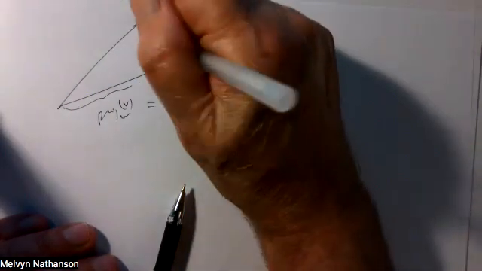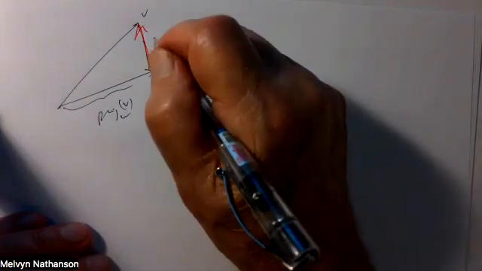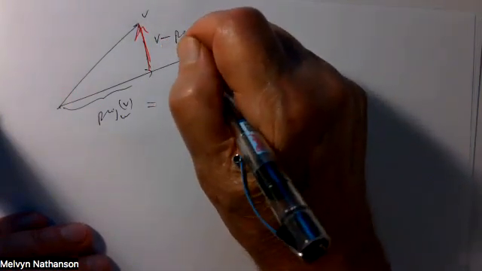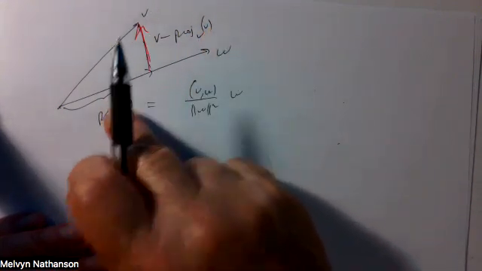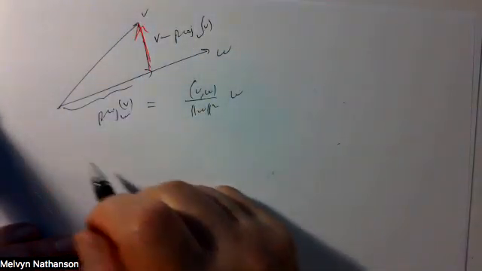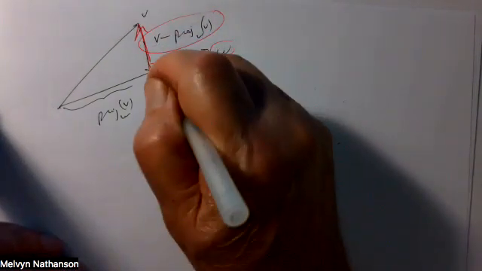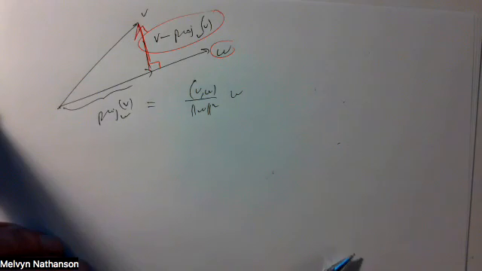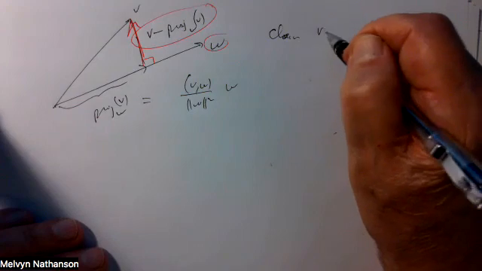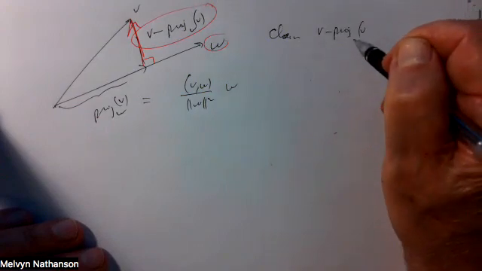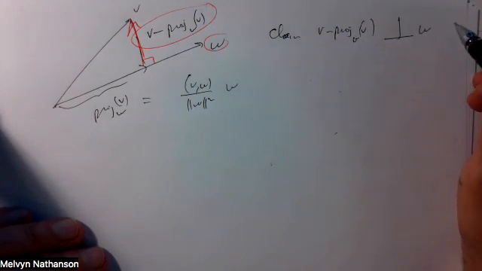And this is going to be V minus the projection of V in the direction of W, because if I add this plus this, I get V. And I claim that this vector and W are perpendicular, or orthogonal. So I claim that V minus the projection of V in the direction of W is perpendicular, that's what that symbol means, to W.